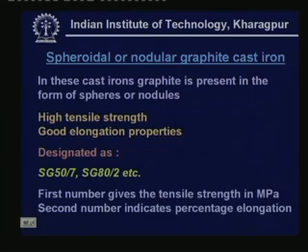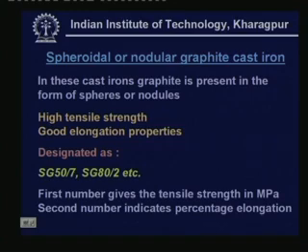In the same way, see here the designation is SG50/7. You understand, SG is spheroidal graphite cast iron, and 50 gives what? As usual, it is the tensile strength in megapascal, and the second value, 7, means it has a percentage elongation of 7.